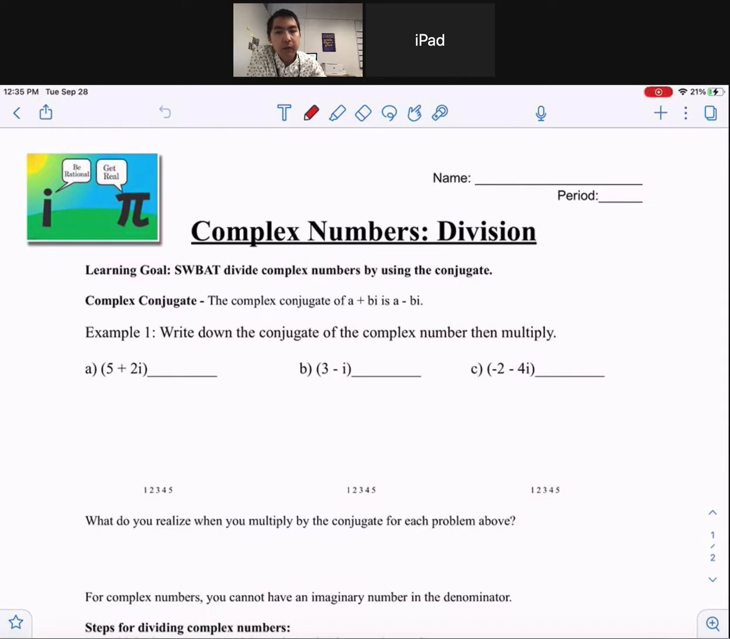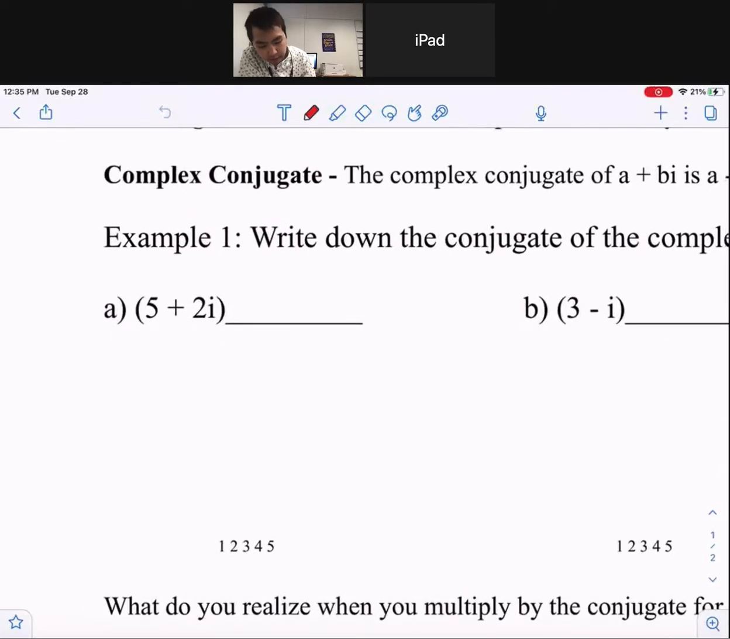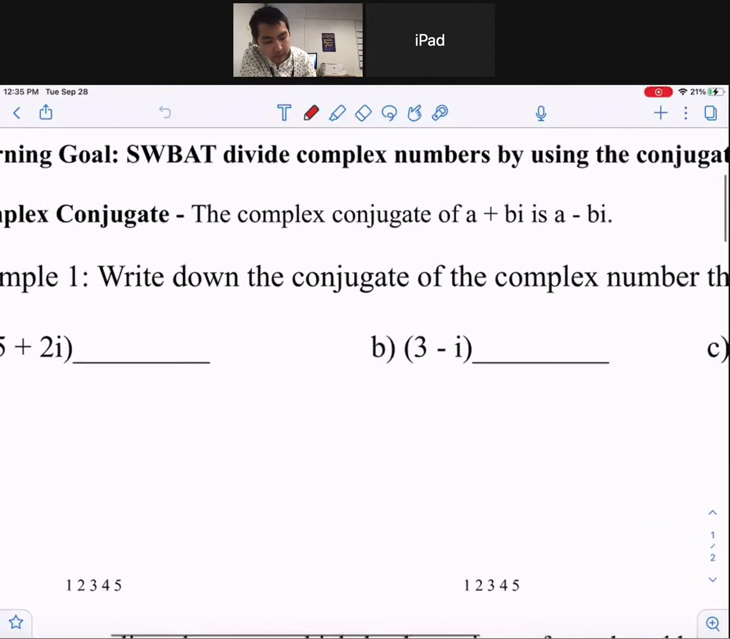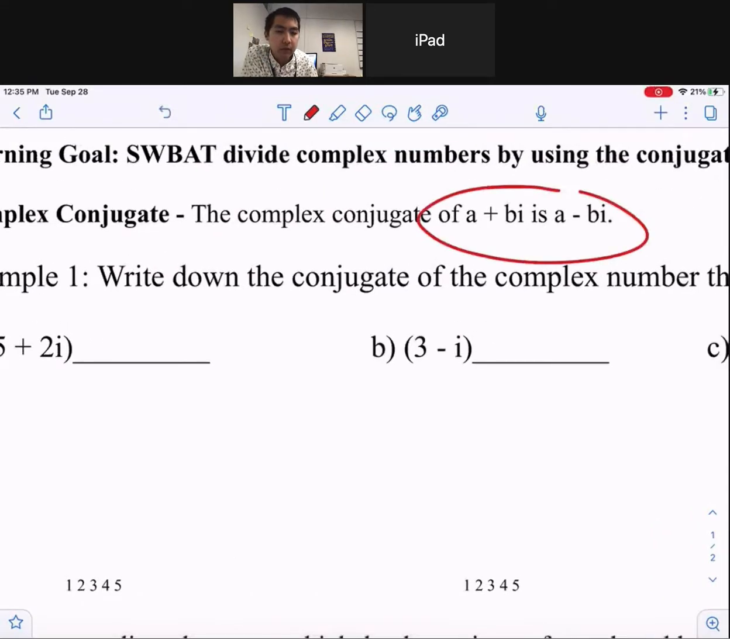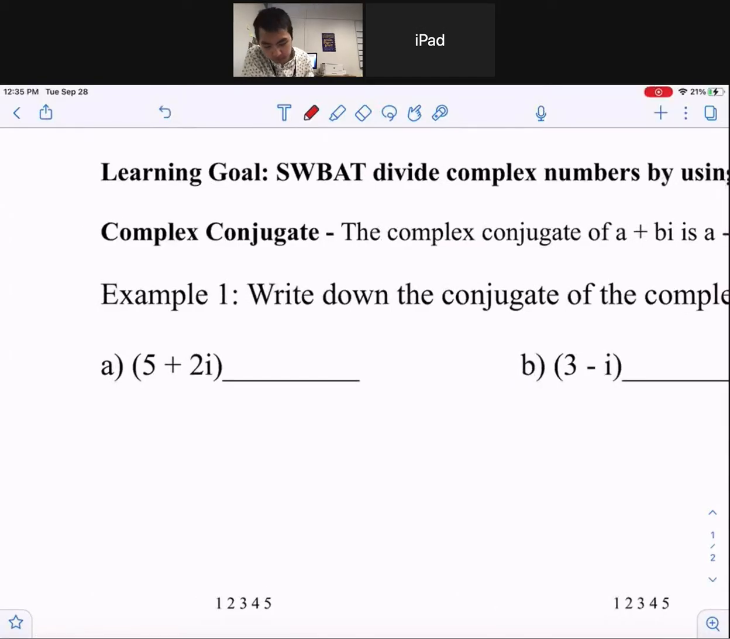Today students will be able to divide complex numbers by using the conjugate. The definition of a complex conjugate is: the complex conjugate of a plus bi is a minus bi. When we look at these examples, first you have to write down the conjugate. The only thing that changes is the middle sign between the two terms.